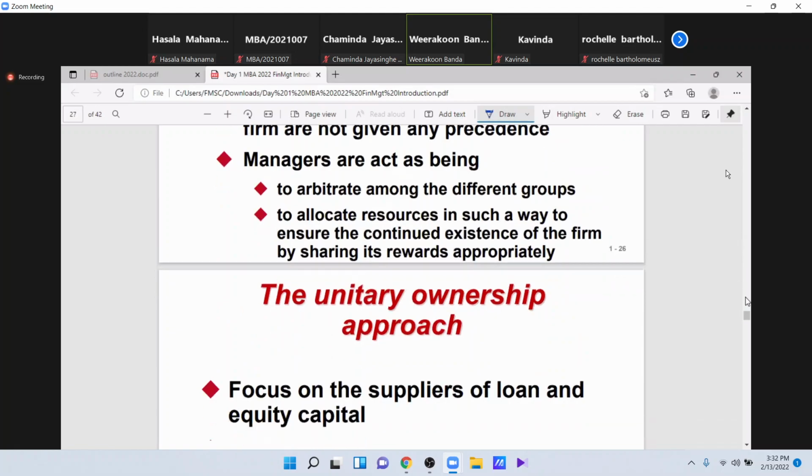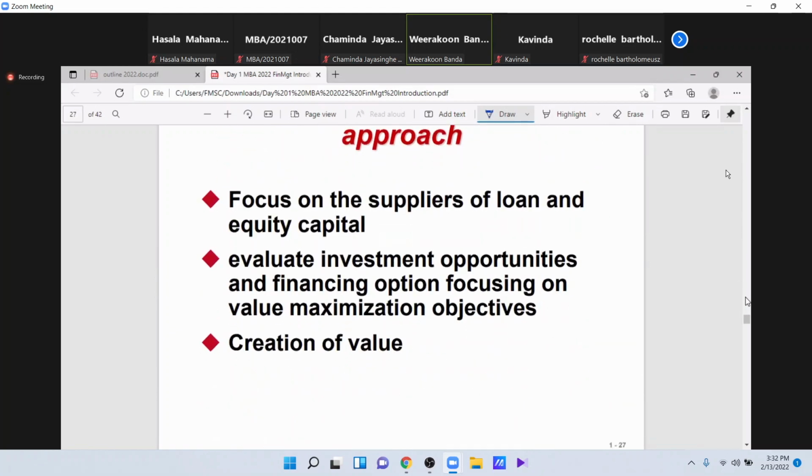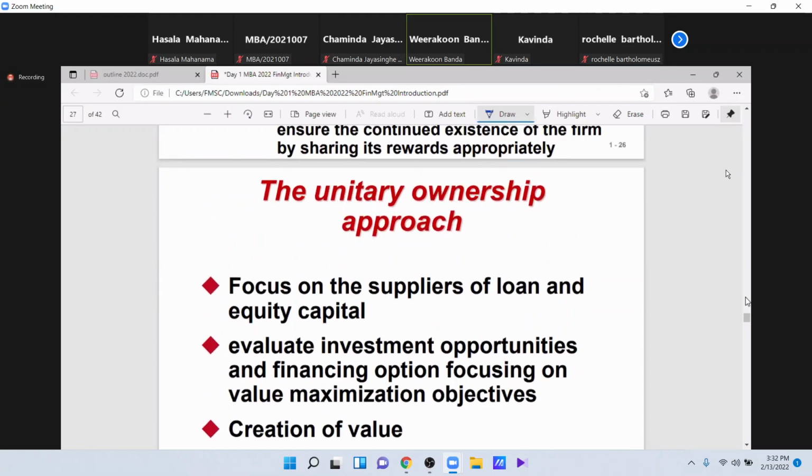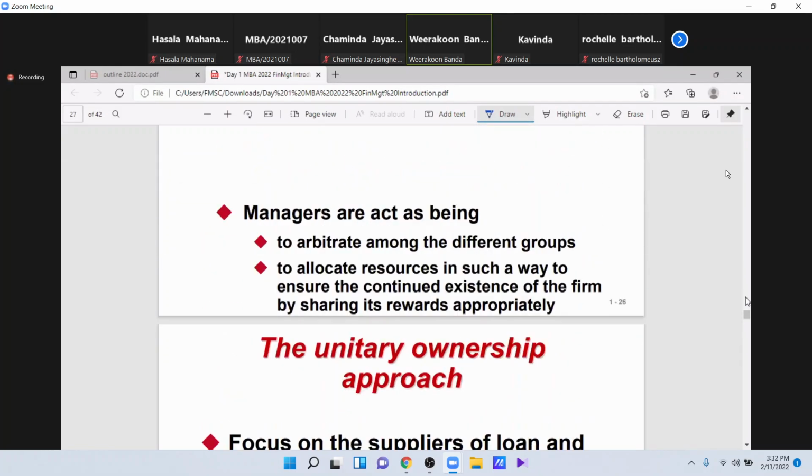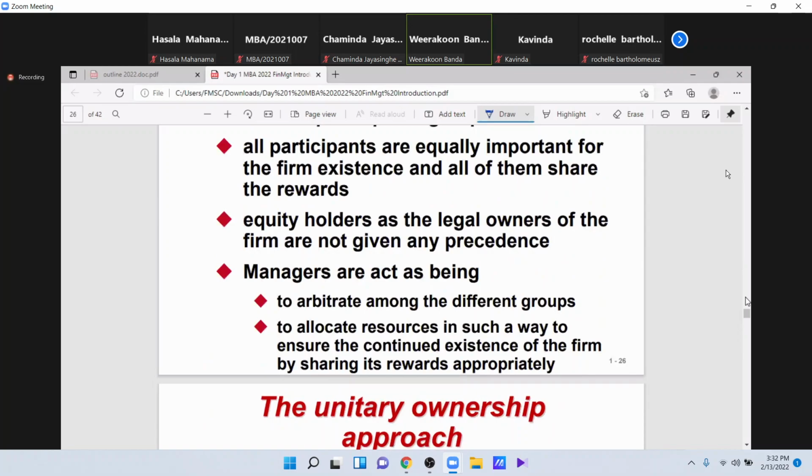The second approach is unitary ownership. It focuses on suppliers of loans and equity shareholders. They evaluate investment opportunities and financing options, focusing on value maximization objectives, the creation of value. So here we concern only the debt providers and equity shareholders. Other parties are not that important. So how do we recognize what kind of approach the company follows?